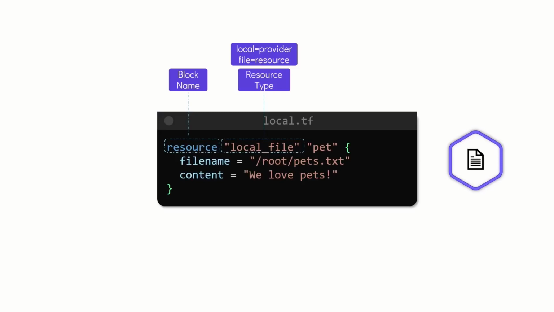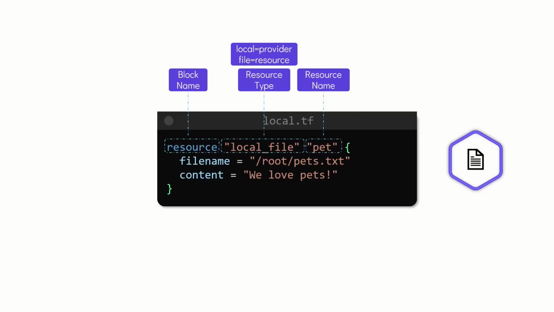And the next and final declaration in this resource block is the resource name. This is the logical name used to identify the resource, and it can be named anything. Terraform uses it internally to identify the resources. But in this case, we have called it pet, as the file we are creating contains information about pets.